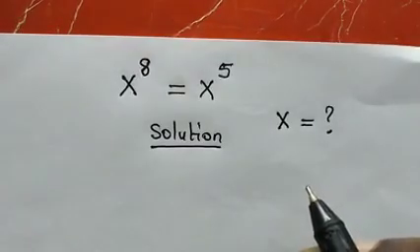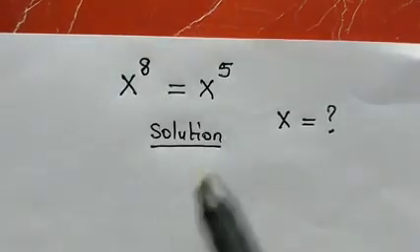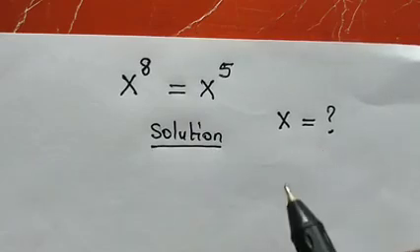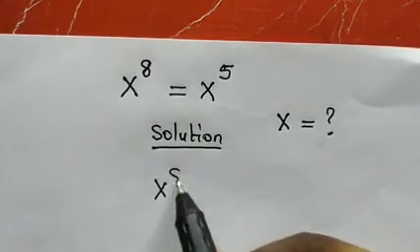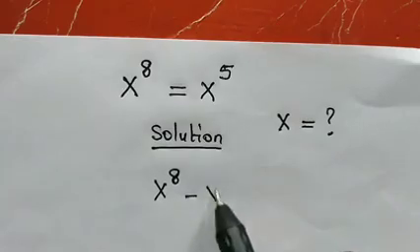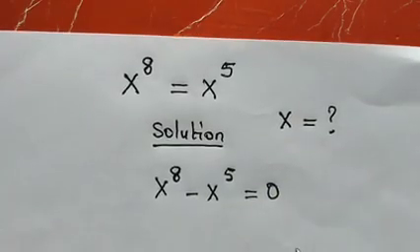Today we have this interesting octic equation. x to the power of 8 is equal to x to the power of 5. And here we're going to find all x values. So let's get started. From the left hand side here we have x to the power of 8. Then we need to subtract x to the power of 5 and then set this equal to 0.